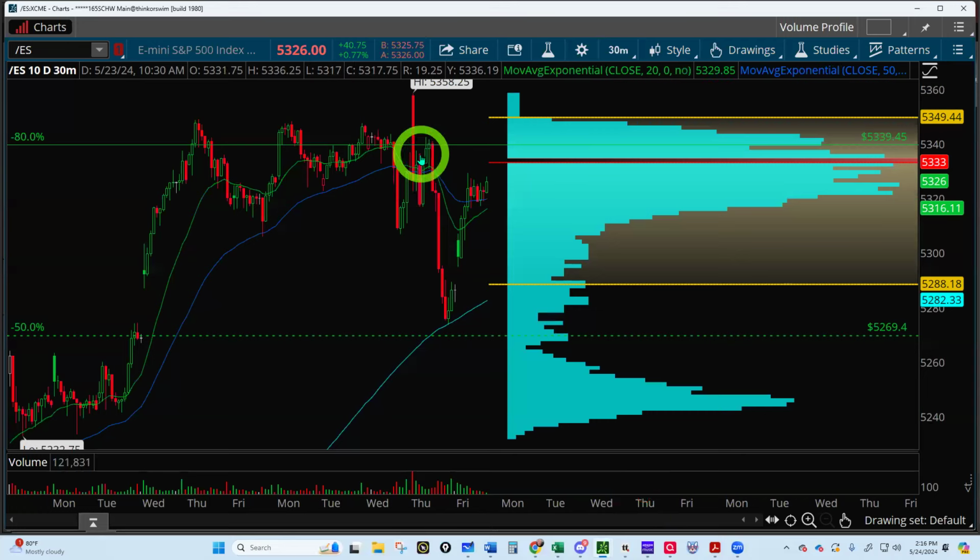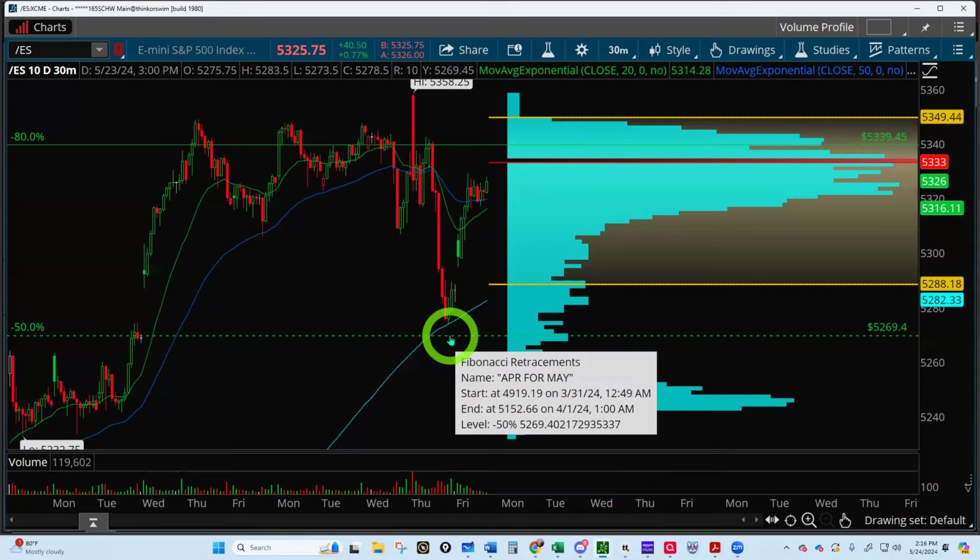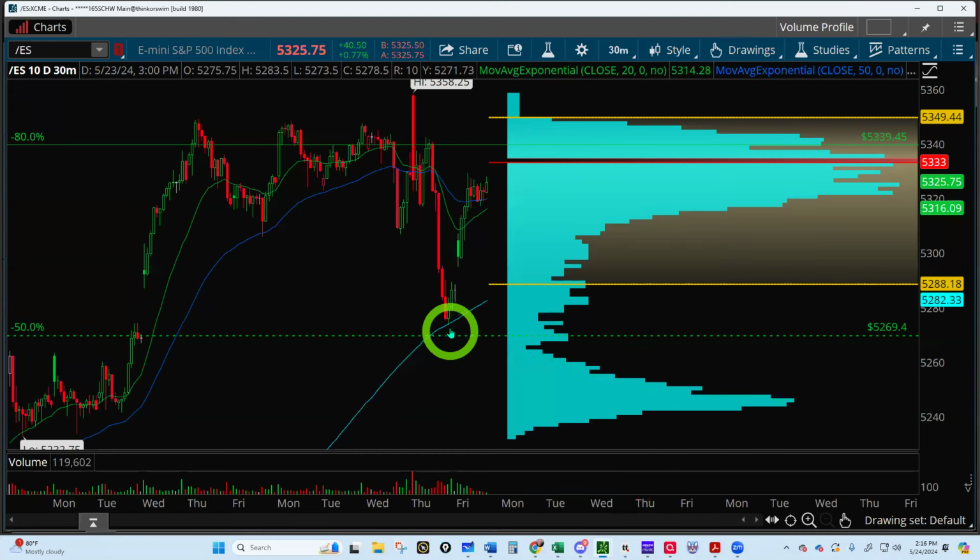Look what happened yesterday. We dropped, almost went to our target of 52.69, but you'll notice the 200 period moving average was there. And it was like, boop, I can't go past the 200 moving average. So it popped up above it. And now it's going back to the point of control. Where are we going? Anywhere in between here is where we're going. That's exactly right. If it don't go up, it goes down.